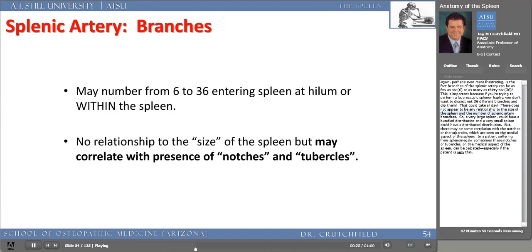There does not appear to be any relationship to the size of the spleen and the number of splenic artery branches. So a very large spleen could have a bundled distribution, and a very small spleen could have a distributed distribution. But there may be some correlation with the presence of the notches or tubercles which are seen on the medial aspect of the spleen. In a patient with very large splenomegaly, sometimes these tubercles or notches on the medial aspect of the spleen can be palpated, especially if the patient is very thin.